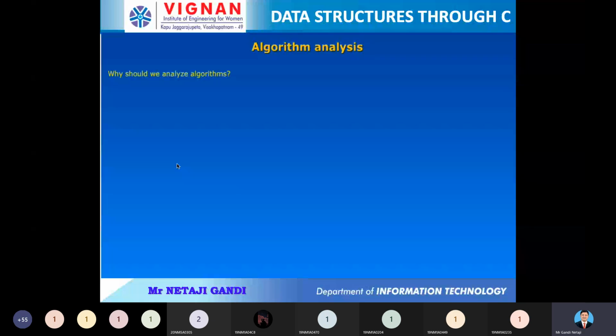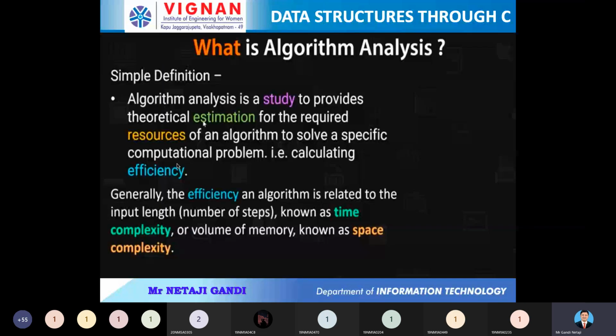Why should you use the analysis? Try to understand this statement, very, very important. If you understand this one, big O notation is very easy. Can anyone please read the first statement? What is meant by algorithm analysis?